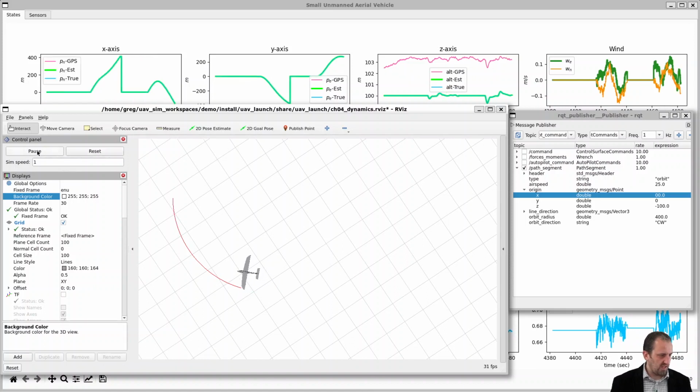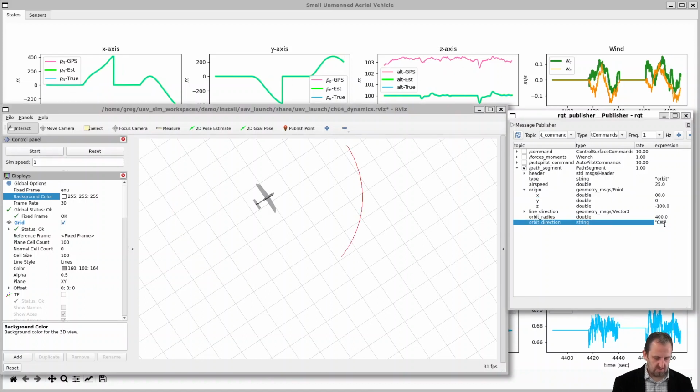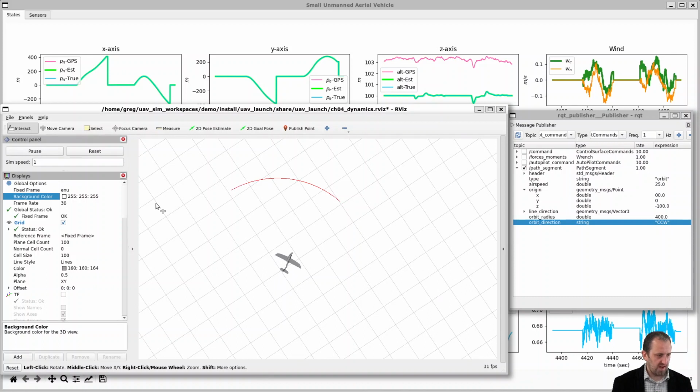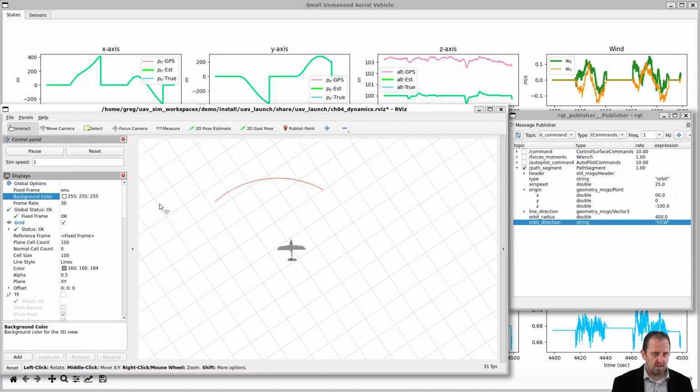One thing that we haven't played with yet is we can actually change this to counterclockwise, and we'll see that the aircraft will move around the same circle but in a different direction, right? So we have a counterclockwise motion. Okay, so let's go ahead and get started.